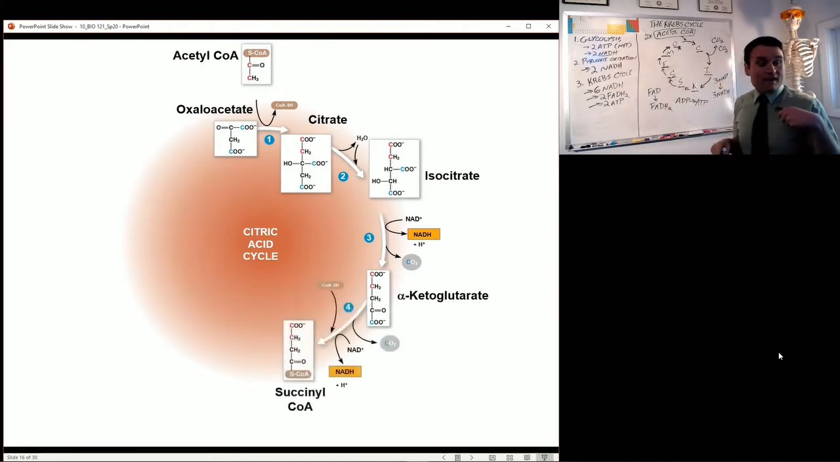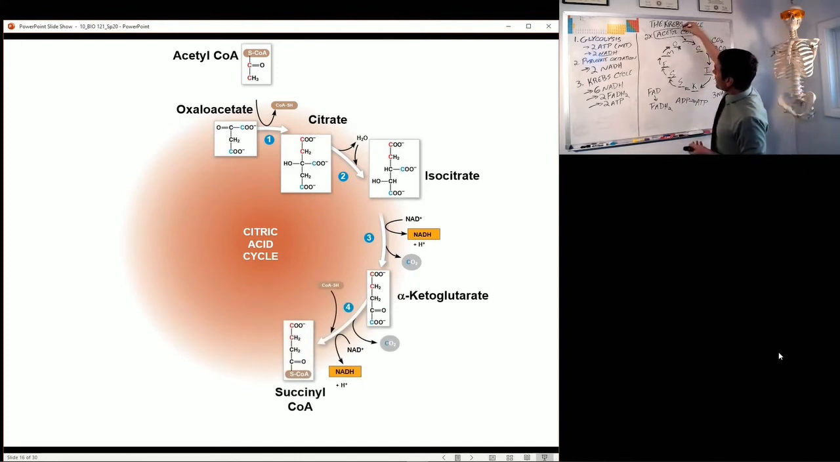Next step is going to be to make succinyl-CoA. So coenzyme A actually leaves at the beginning of this cycle, but then it comes back and picks up this molecule in order to ship that to the next part of this equation. And at that point, we make yet another NADH molecule.